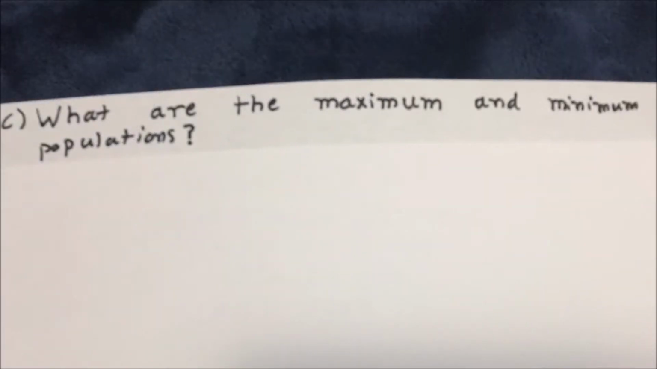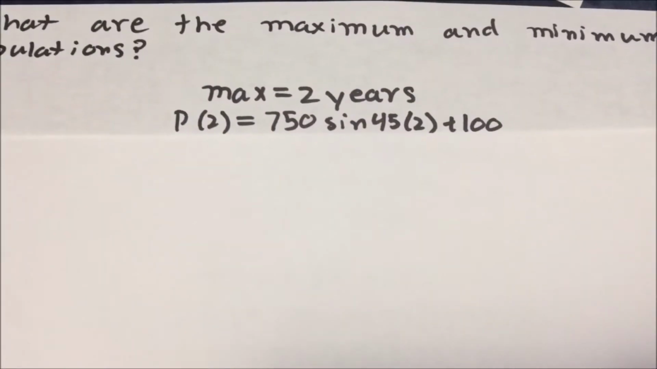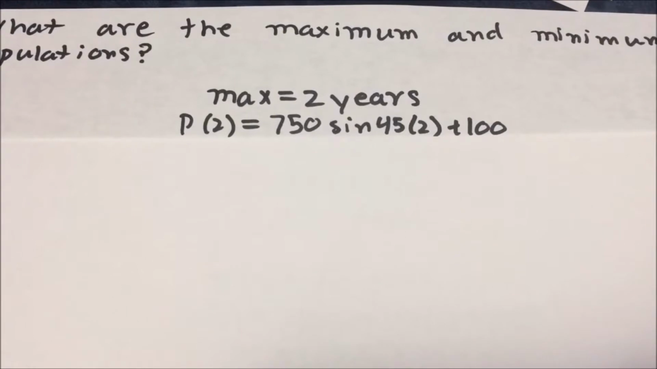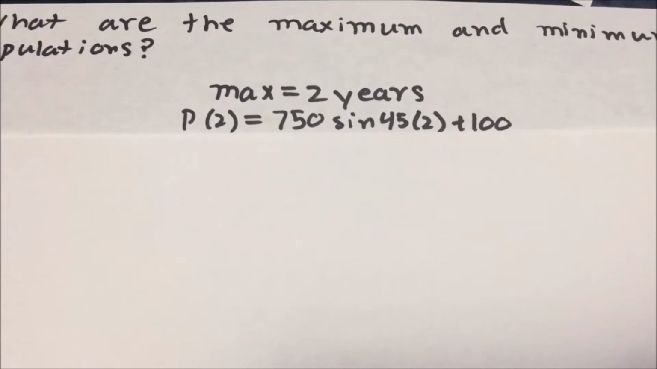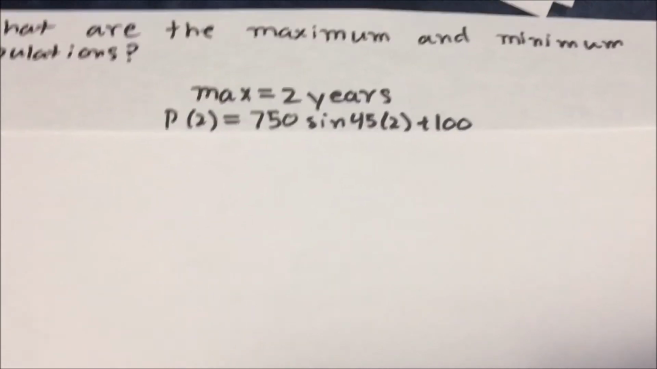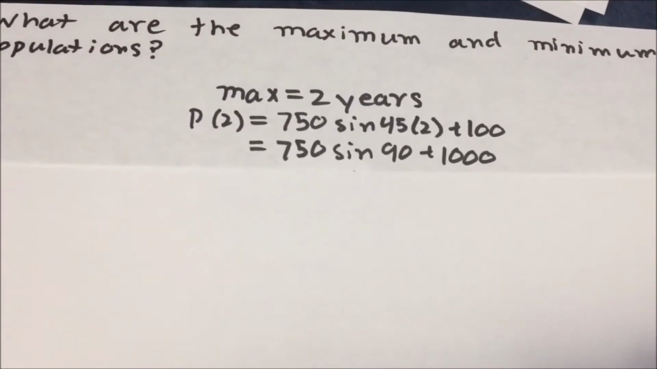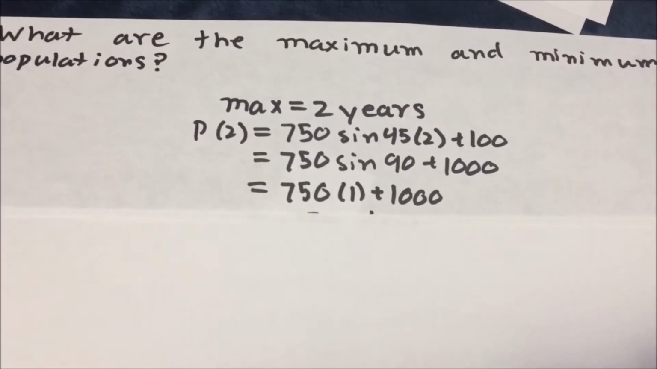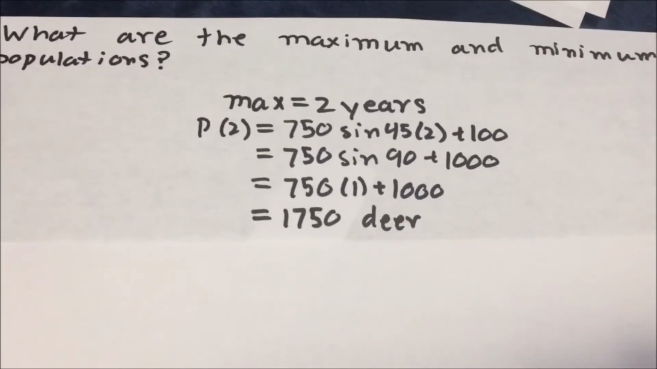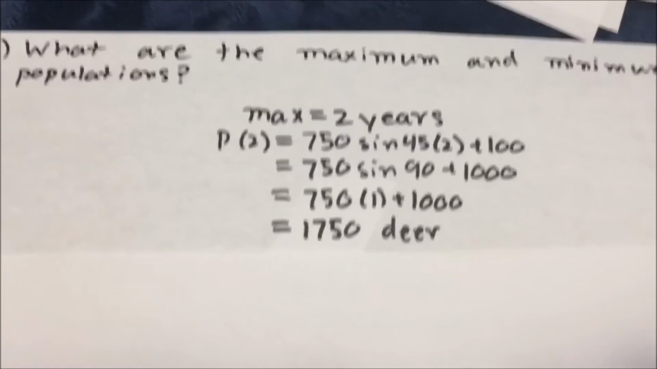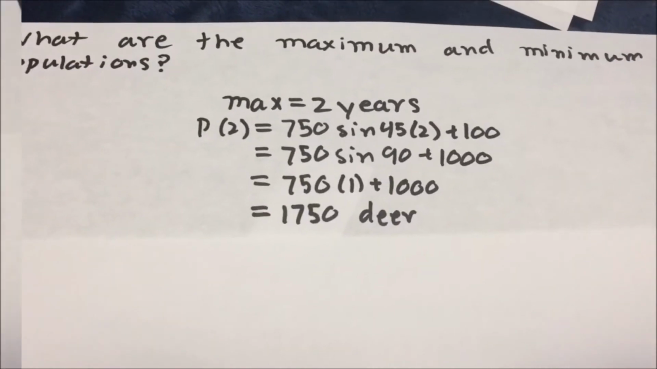Part C of the question is asking us to find the maximum and minimum populations. Based on the previous question, we know it takes 2 years for the population to reach its maximum, so we substitute this value into the original equation. 45 times 2 is 90. Sine of 90 is 1. 750 times 1 plus 1000 will give us 1750 deer. Therefore, the maximum population is 1750 deer.